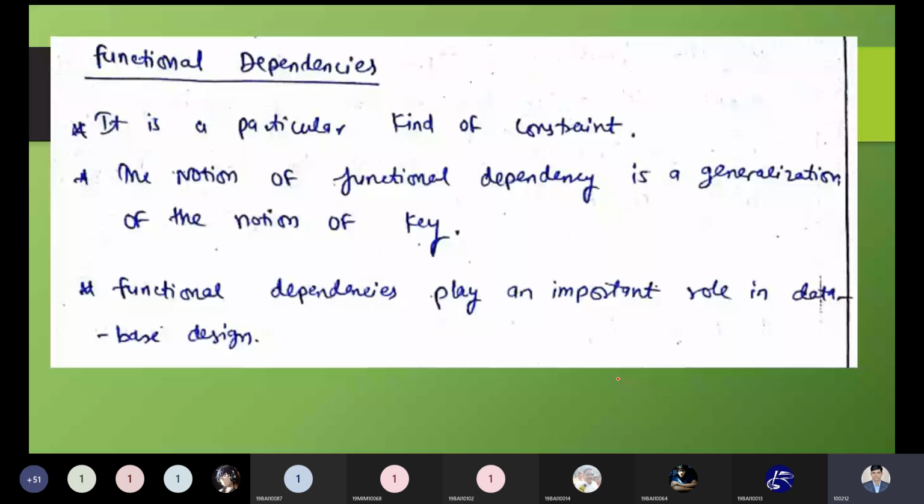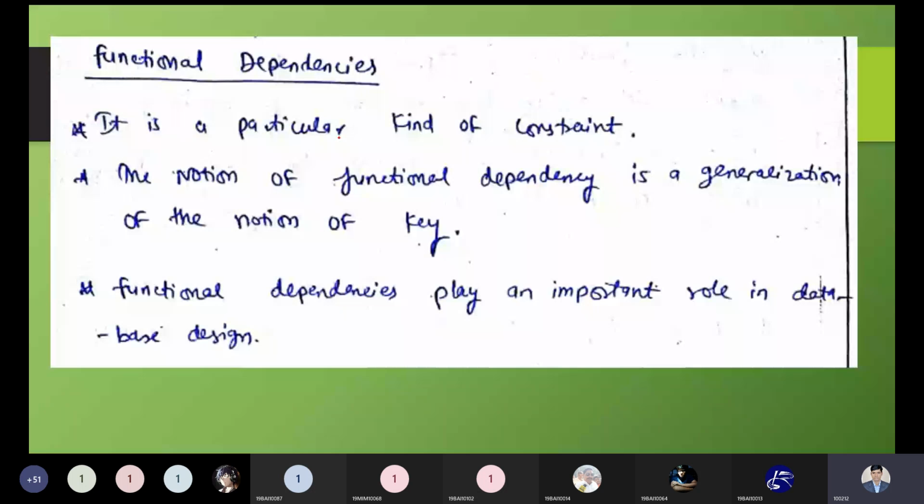Here I have the image, my handwritten notes in scanned form. You can see there is a functional dependency. I have a personal constraint about my handwriting, so please avoid the bad handwriting and just look for the concept. For functional dependency we have some important points. It is a particular kind of constraint we have to keep in mind.